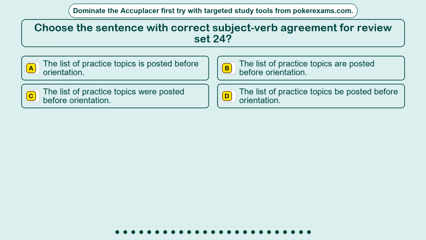Question 18. Choose the sentence with correct subject-verb agreement for review set 24. Option A. The list of practice topics is posted before orientation. Option B. The list of practice topics are posted before orientation. Option C. The list of practice topics were posted before orientation. Option D. The list of practice topics be posted before orientation.